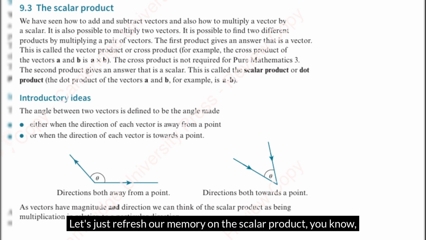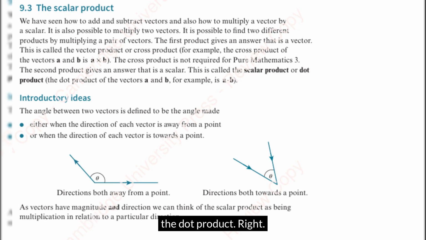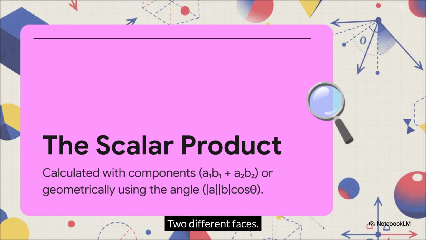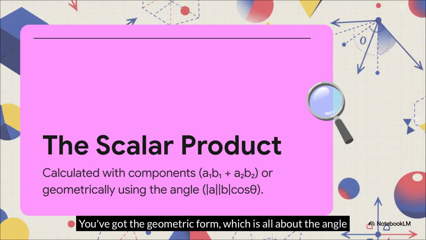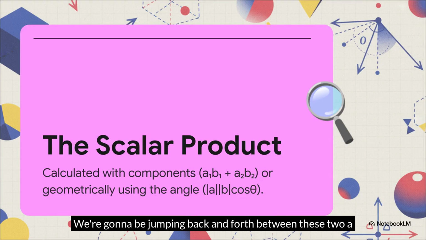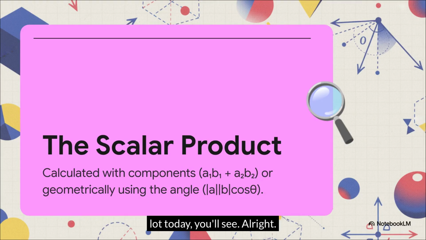Okay, Section 1, a quick recap. Let's just refresh our memory on the scalar product, the dot product. Remember, the dot product has two different faces. You've got the geometric form, which is all about the angle between the vectors, and then you've got the component form, which is just pure calculation. The real trick, the secret sauce, is knowing which one to use and when. We're going to be jumping back and forth between these two a lot today, you'll see.